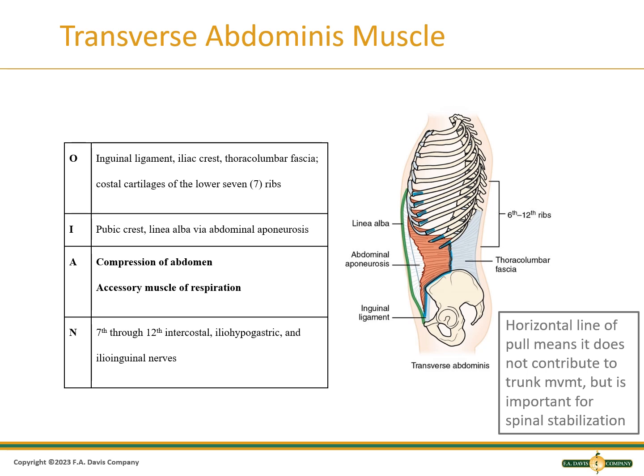It originates on the inguinal ligament, the iliac crest, and the thoracolumbar fascia, and the costal cartilages of the lower 7 ribs, to insert on the pubic crest and linea alba via the abdominal aponeurosis. It acts for compression of the abdomen and stabilization of the spine, and it is also an accessory muscle of respiration, innervated by the 7th through 12th intercostal, iliohypogastric, and ilioinguinal nerves. The horizontal line of pull means it does not contribute to trunk movement, but it is important for spinal stabilization. Activation of transverse abdominis does not require trunk movement. We can do that by having patients do abdominal draw-ins.